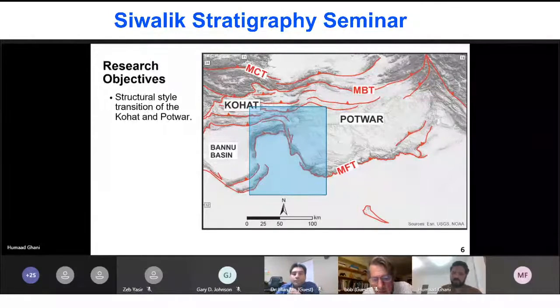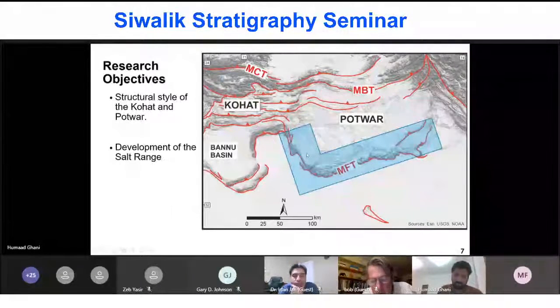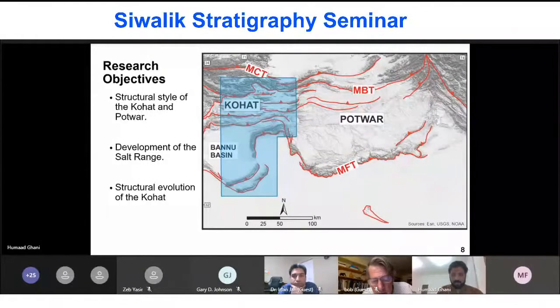So I looked into the structure style transition in the first part, and then I looked at the development of the Salt Range. And in the third portion, what I did was some structure chronology for the Kohat. So I will explain each part one by one.